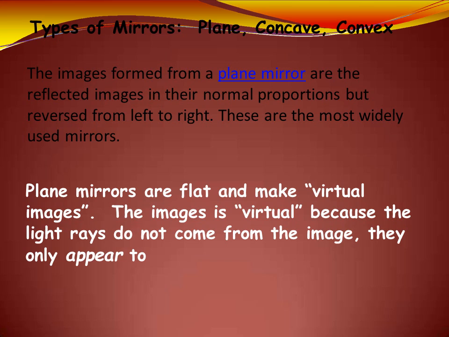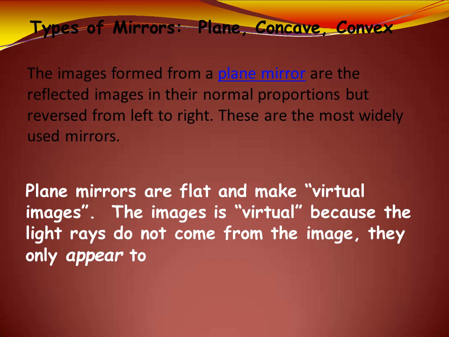So let's talk about plane mirrors. The image from a plane mirror is the reflected image in the normal proportion, but reversed from left to right. They are the most widely used mirrors, we can see them everywhere. Plane mirrors are flat and make a virtual image. The image is virtual because the light rays do not come from the image. They only appear to.